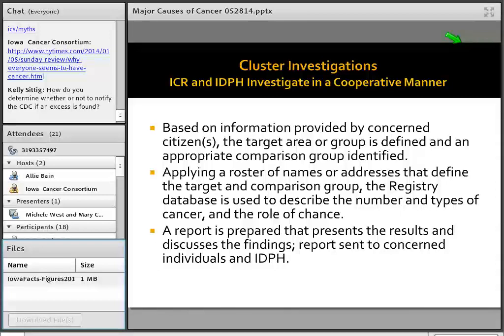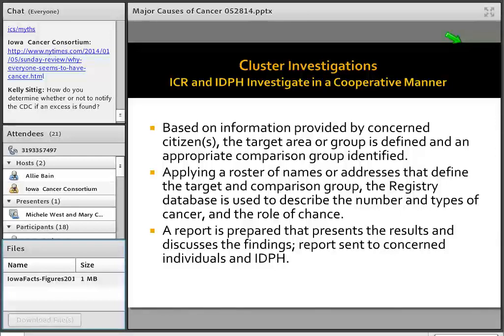They end up calling up and we talk about what their concern is, what the actual area of interest is, and then we talk with them to come up with an appropriate comparison group, because we have to have the area of concern and then the comparison so that we can do the actual investigation. Once we have that defined, I get the data from Dan Olson here, who is my IT person. He will apply the roster of names and addresses that go hand in hand with the targeted area and the comparison group.